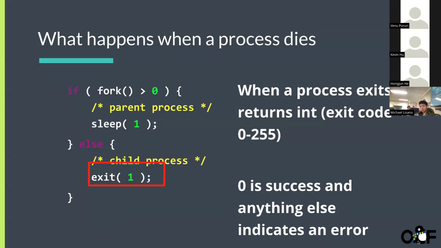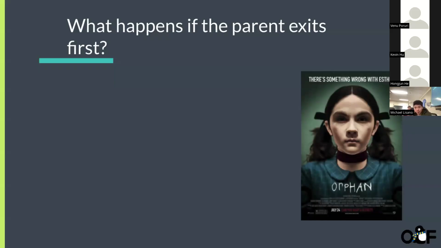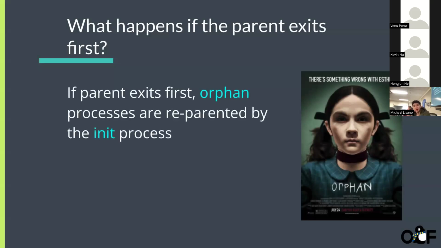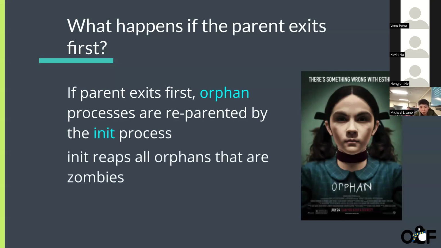So an exit code like 1, 2, 3 over here is going to be an error. If the parent exits first, then this is where we start talking about orphan processes, which I think Michael has been hinting about for the past 10 slides. Basically, if you kill a parent process, all the children processes just get reclaimed by the system process. And if any orphans are zombies, then the init also frees up their space.